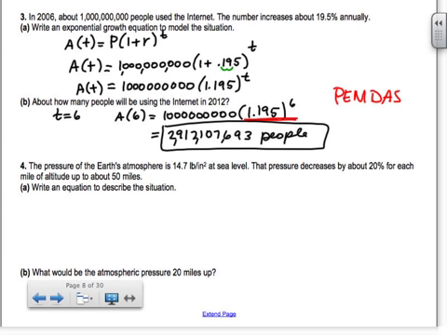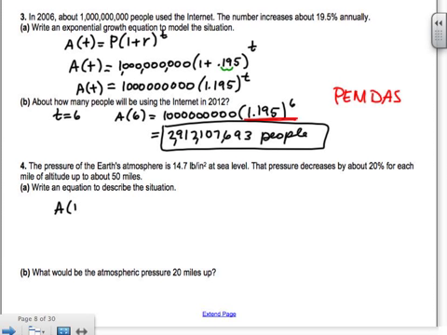Okay, this one's a little bit different. It says the pressure of Earth's atmosphere is 14.7 pounds per square inch. That's at sea level. Now for each mile that you go up, the pressure decreases by about 20% for each mile of altitude up to about 50 miles. Okay. So write an equation to describe the situation.